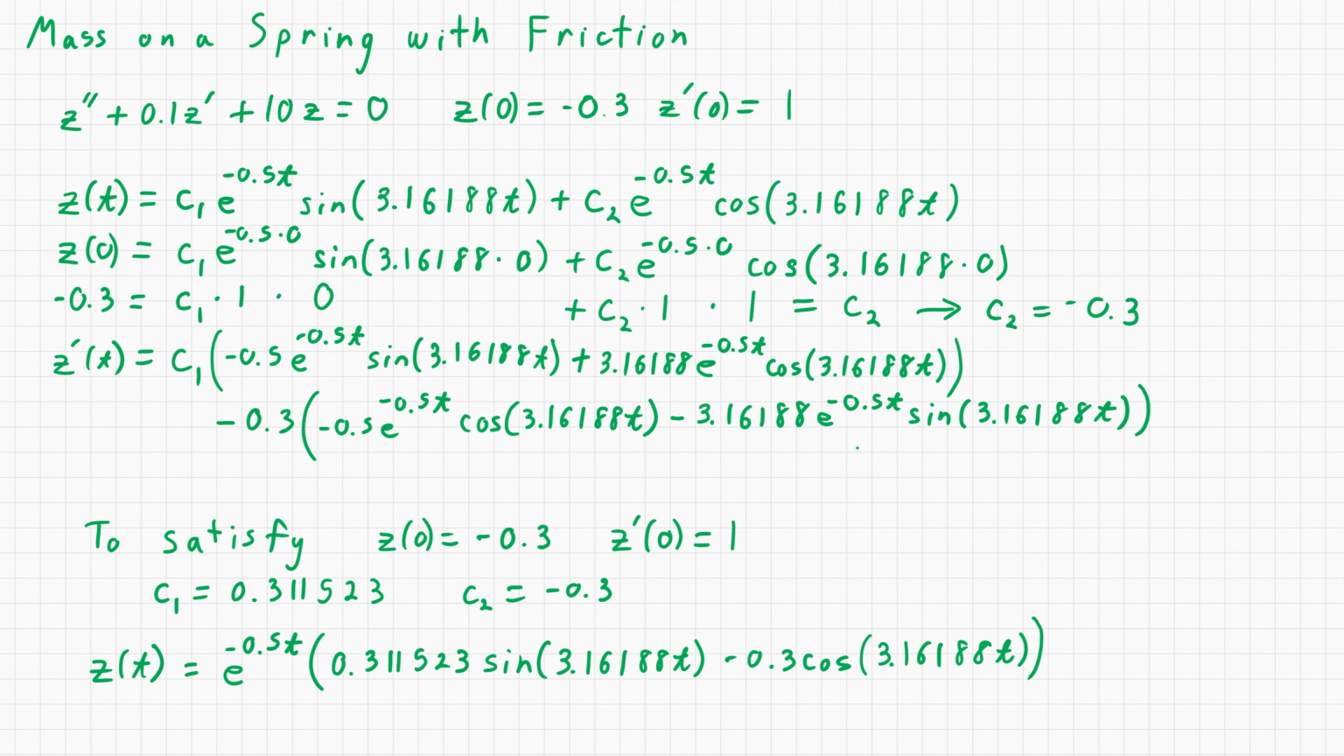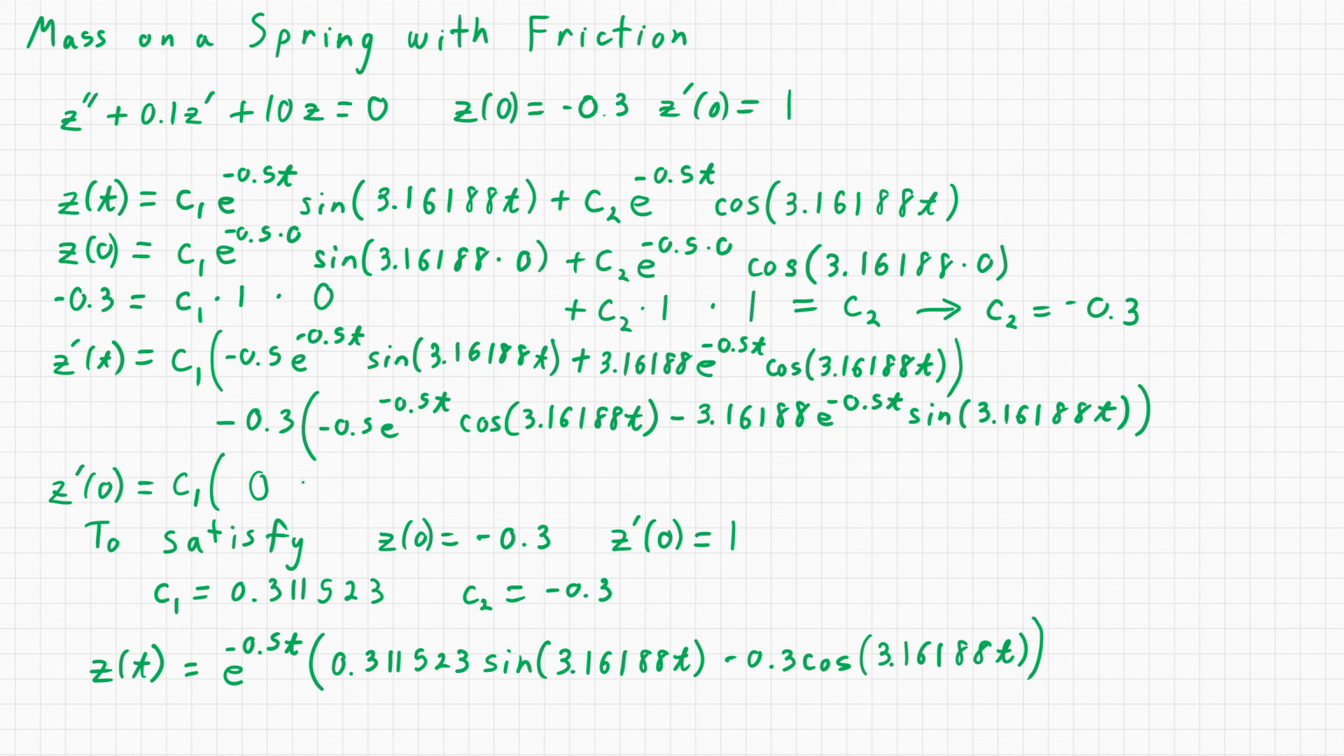All right, so now we actually have to plug in z prime at time t equals 0, and that has to equal 1. So we can plug in t equals 0 everywhere. We still have a c1. We have negative 0.5 times e to the 0, so that's a 1. Then we also have sine of 0. So actually this whole first term in the parentheses disappears, it's just a 0.